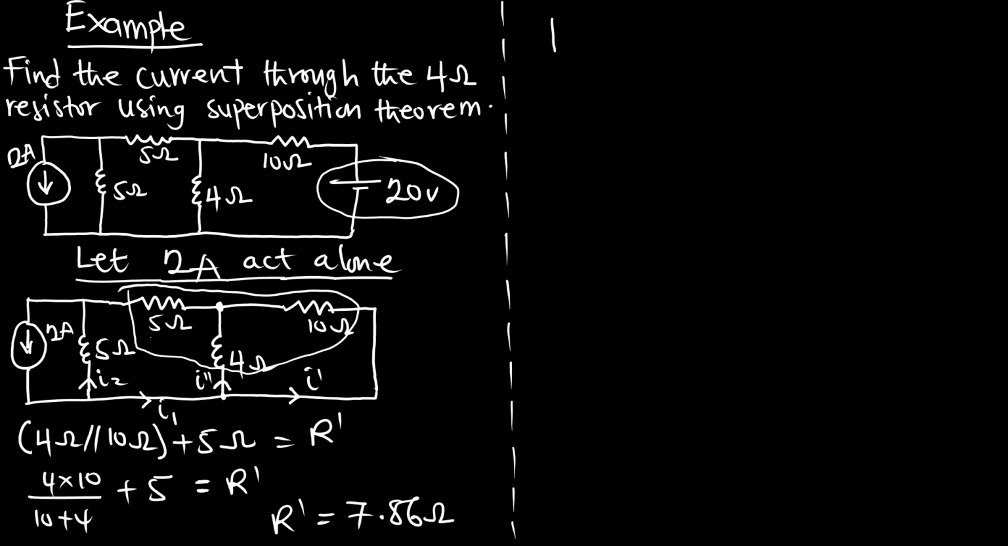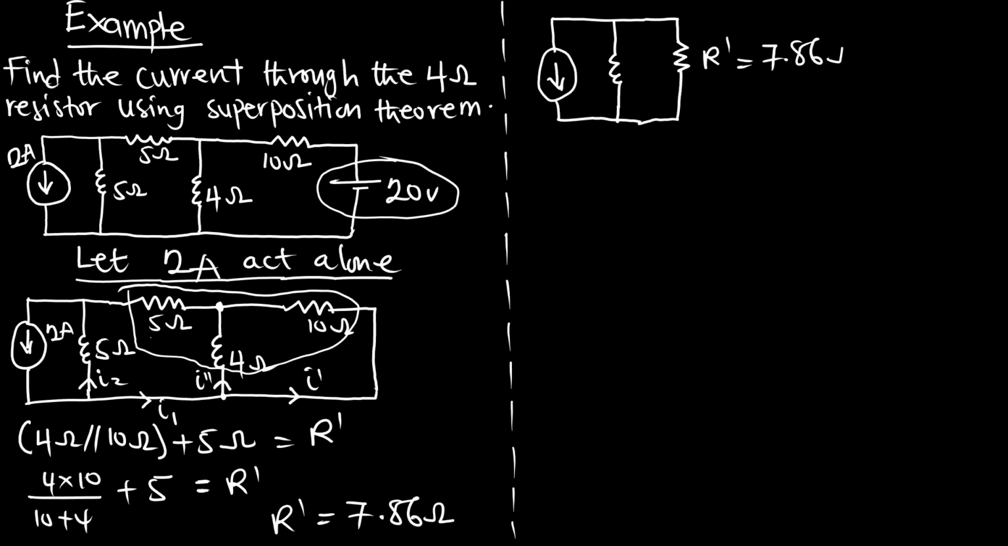So this is what the diagram is going to look like. We are still going to have our current source here, and this 5 ohm is still there. Now, the combined effect of the three resistors is going to be in parallel to the source. So this is our R prime, which is 7.86 ohm. And this is our 5 ohm. This is our 2 amperes.